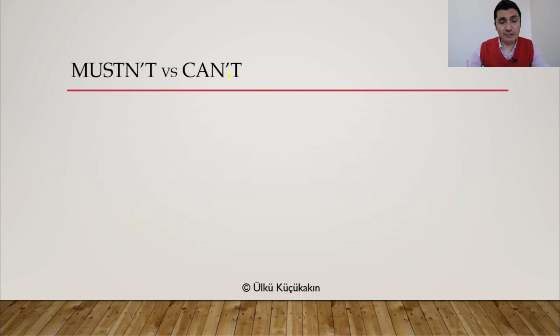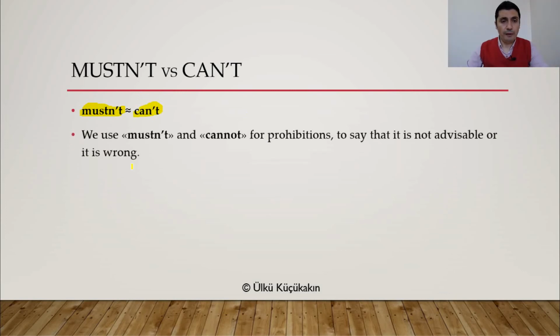Again, mustn't and cannot, all right? Mustn't and cannot, in terms of prohibition and warning, are the same. In order to warn about something, in order to show that it's not allowed by law, we can use mustn't and cannot. So, we use mustn't and cannot for prohibitions, to say that it's not advisable, or it is wrong, or it is prohibited by law. Okay, it's against the law.